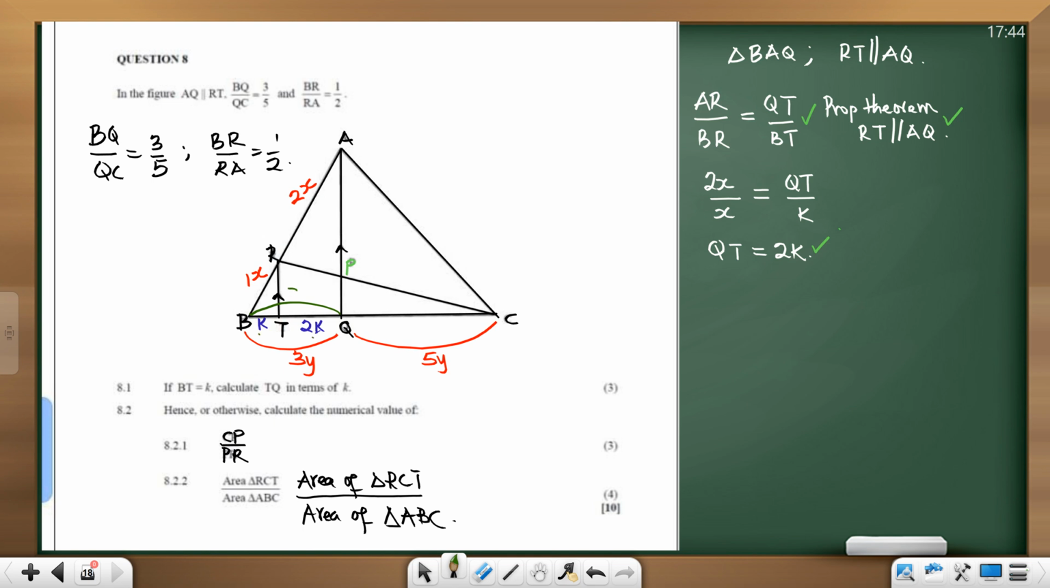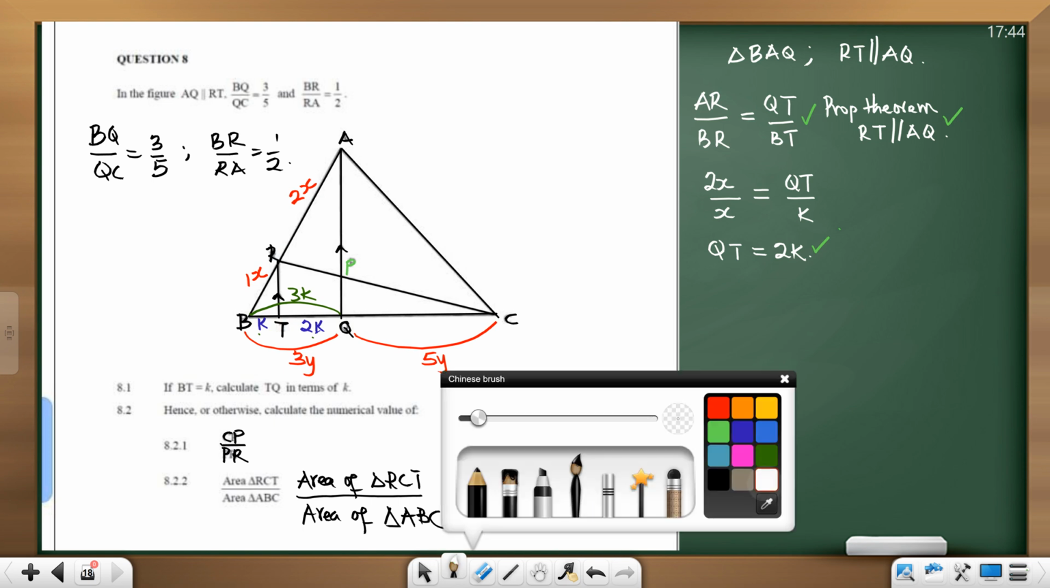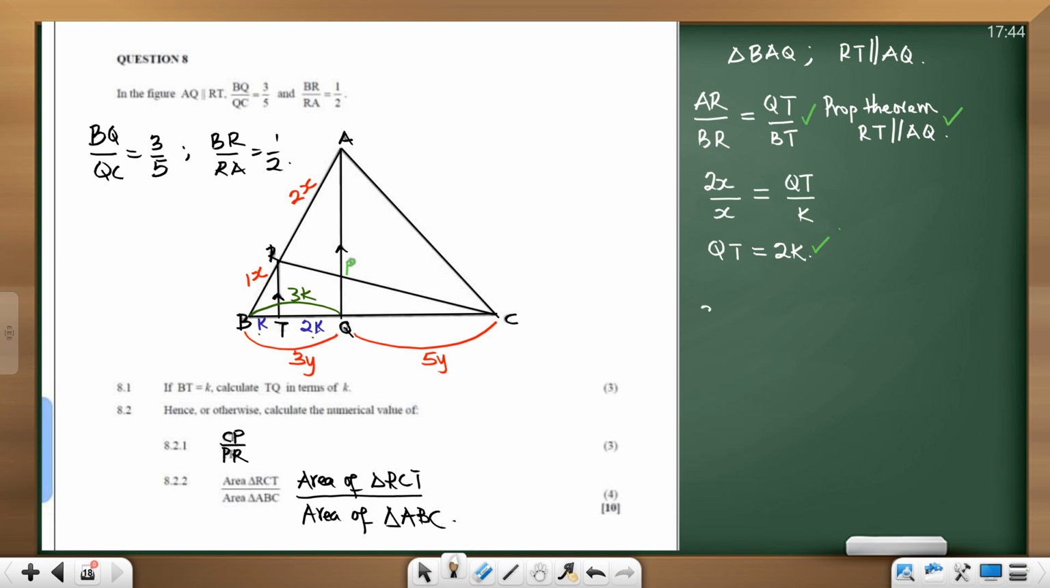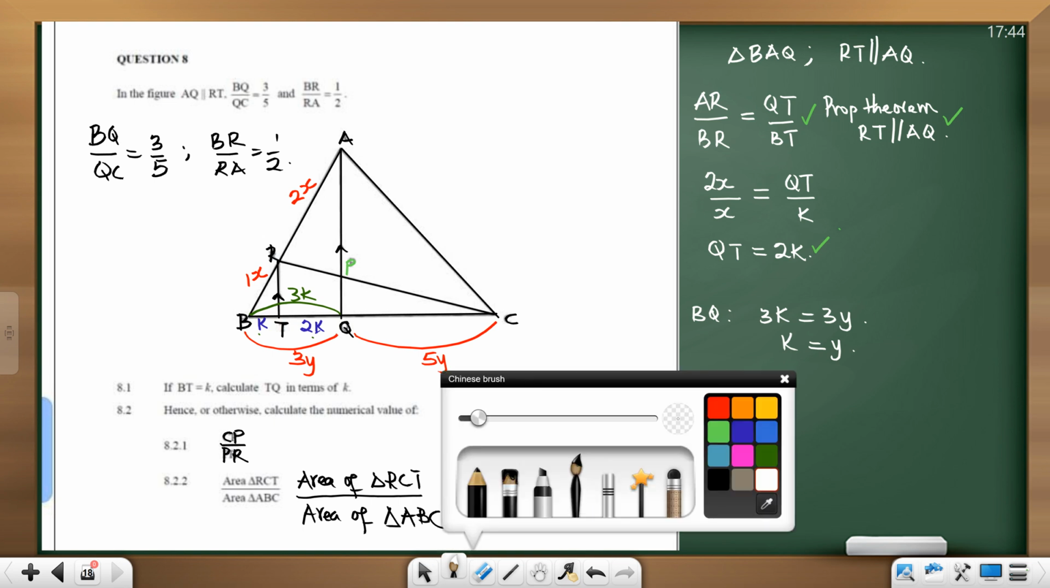K plus 2k, 3k. And that is also what? 3y. What do you then notice? That what? 3k. Okay, let's look at BQ quickly, everybody. BK is 3k, and it is also equal to what? 3y. So what's our answer? Divide both sides by 3. What can you tell me? K is equal to what? Y. That means I can go back and change everything to one variable now.